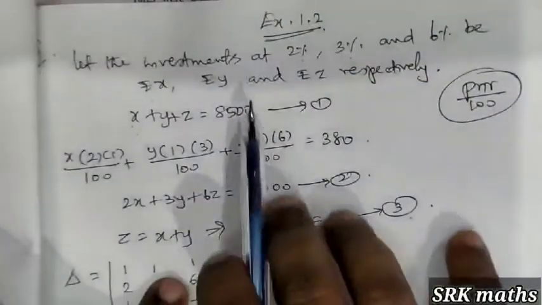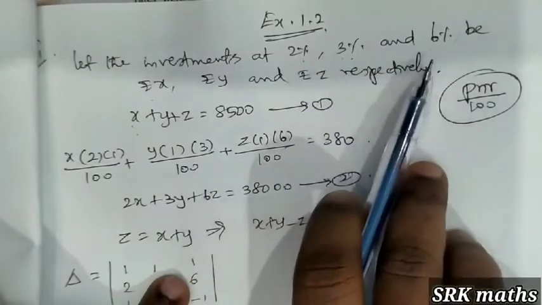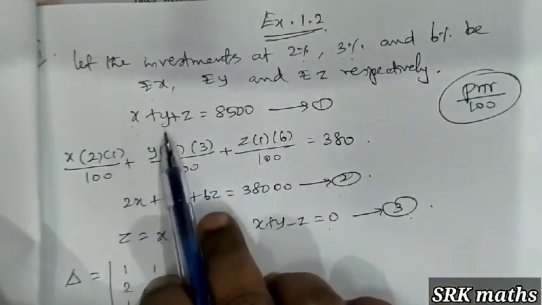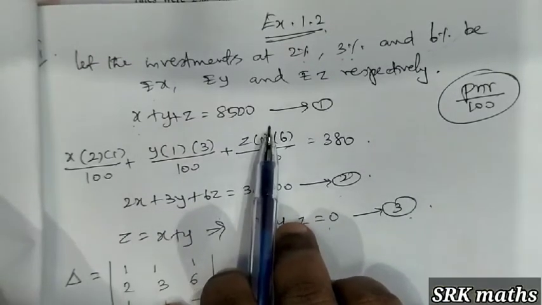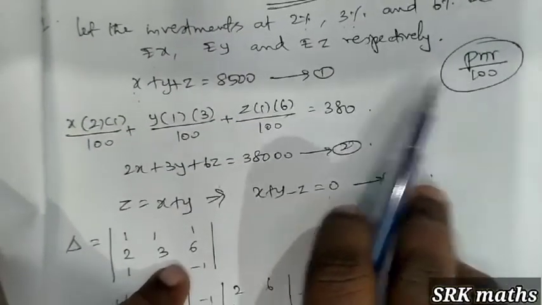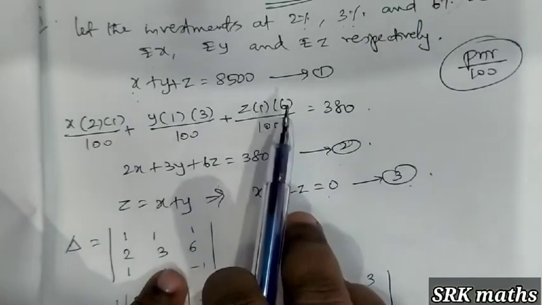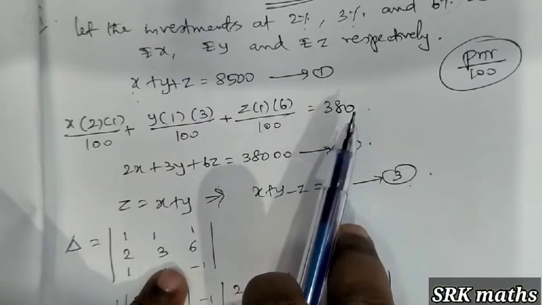See children, already I told you that you are going to assign the names for the investments at 2%, 3% and 6% as x, y, z respectively. Adding these x, y, z will get 8,500. This is the data given in the question. And I told you to calculate the interest with the help of PNR by 100. Okay. First interest is 2x by 100, next interest is 3y by 100, third interest is 6z by 100. That is, total interest earned is 380. It is given in the question.